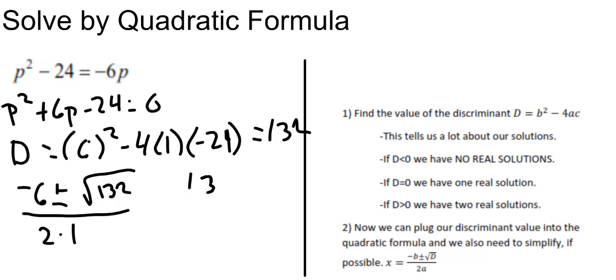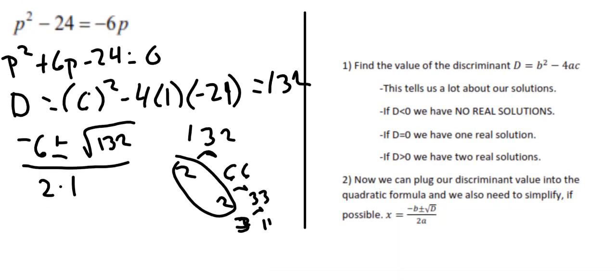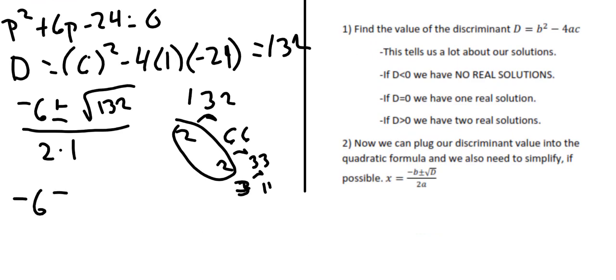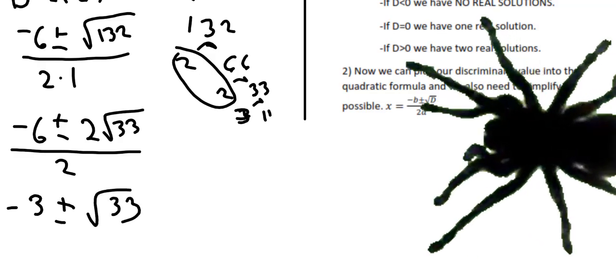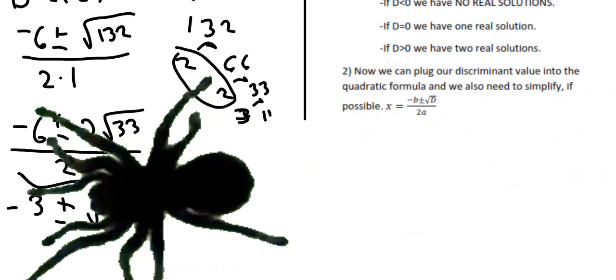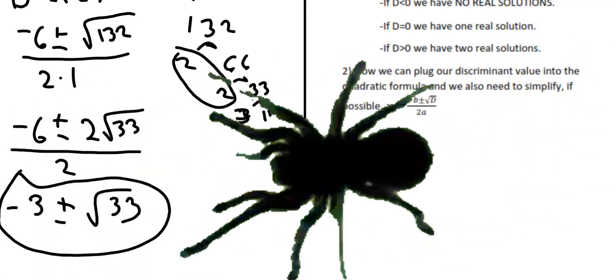So we've got 132, which is 2 times 66, and then 66 is 2 times 33, and 33 is 3 times 11. So again, with this one, we can pull out a 2. I'm going to have negative 6 plus or minus 2 radical 33, since 3 and 11 is all that's left, all over 2. Now I can divide everything by 2. So I get negative 3 plus or minus 1 radical 33, and we are done. Again, we could type this into our calculator and get a decimal approximation if we wanted to.